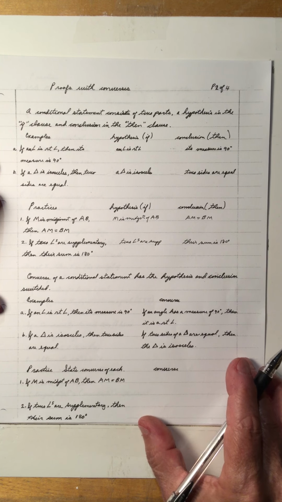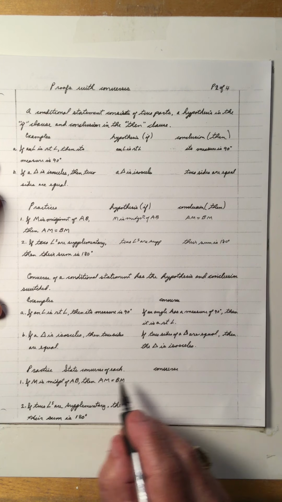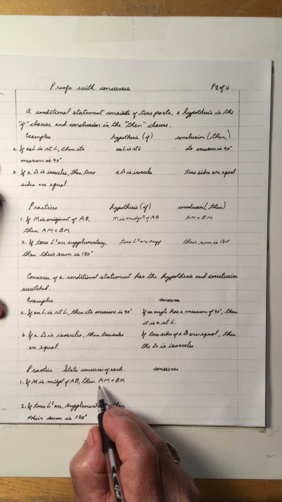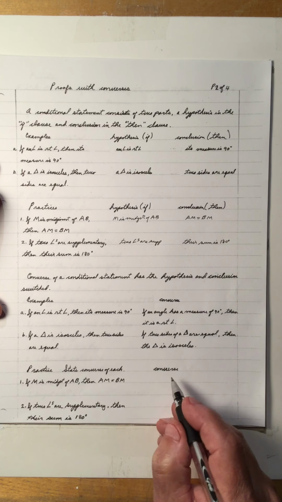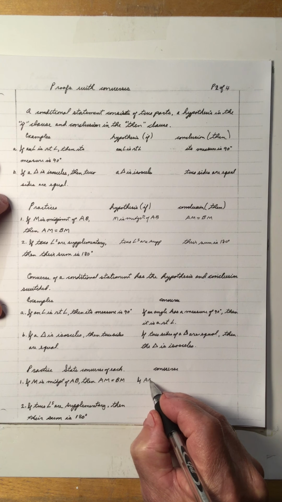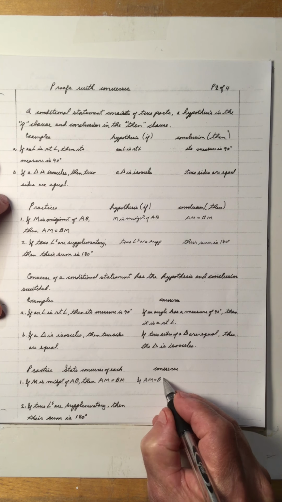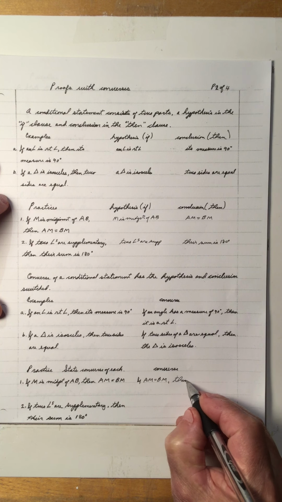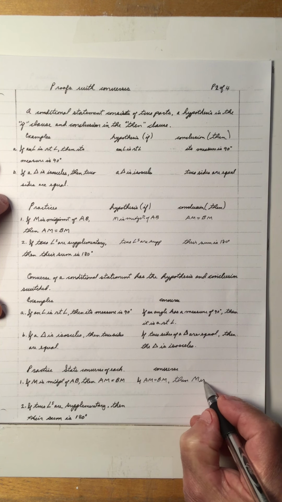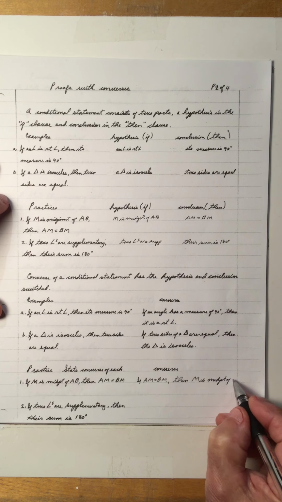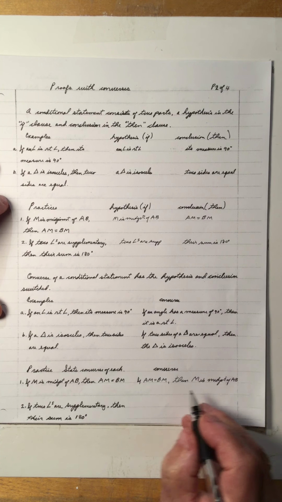Practice. Let's pause the video if you wish and write out the converses of each. If M is the midpoint of AB, then AM is equal to BM. The converse: if AM equals BM, then M is the midpoint of AB.